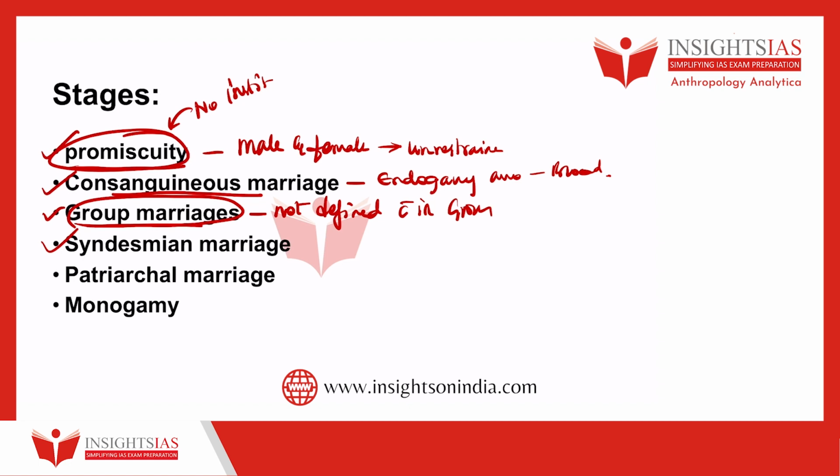The next stage of marriage is Syndyasmian marriage. In Syndyasmian marriage, there was temporary pairing between male and female. So there were no restricted or rigid rules and regulations with respect to the permanence of this relationship. That means the pair could be broken anytime by anybody. So that stage of temporary pairing is called Syndyasmian.